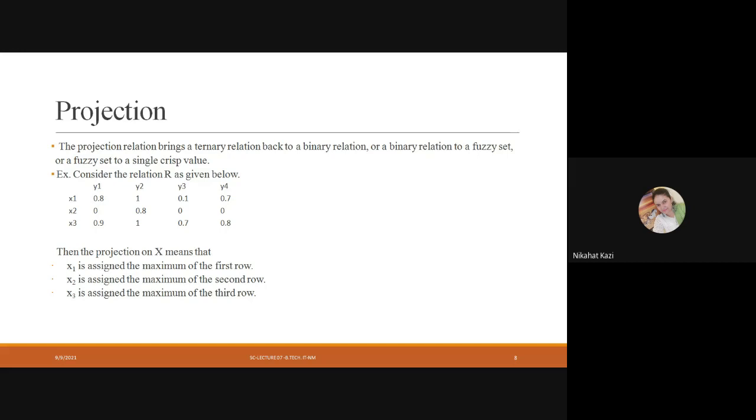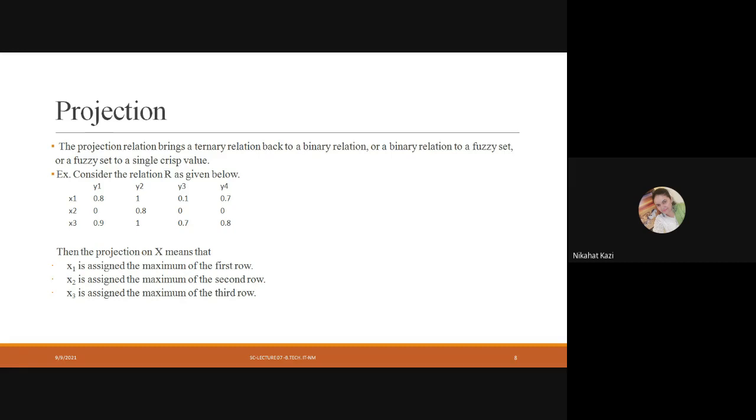So projection is one such operation. How do you actually perform this operation? Consider this as a relation R given to you on the universe X cross Y. What you have to do is reduce the dimensionality. Projection is an operation that reduces the dimensionality. From this relation it will reduce to a 1D fuzzy set.